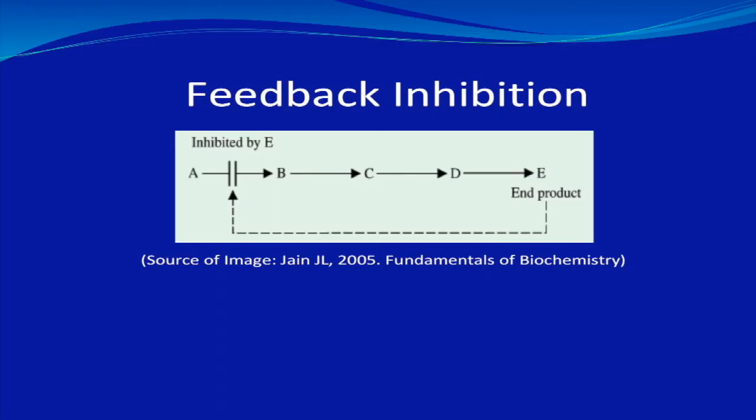Another type of inhibition is feedback inhibition. This exists only in a particular case wherein the end product, when it is in excess, will try to inhibit the initial step in the enzyme action. Since the end product is inhibiting the initial step, it is called feedback inhibition.